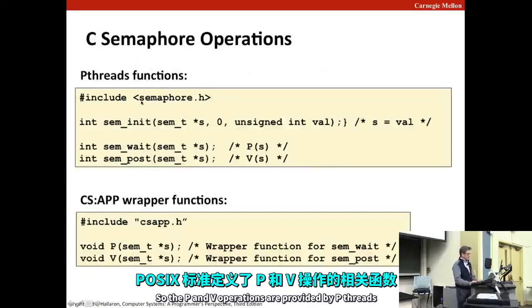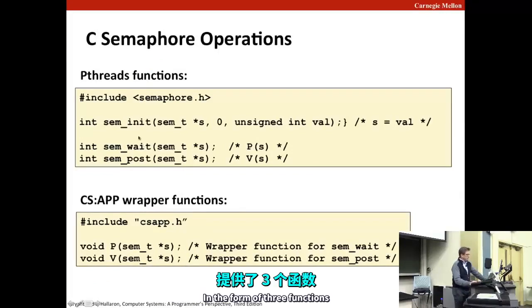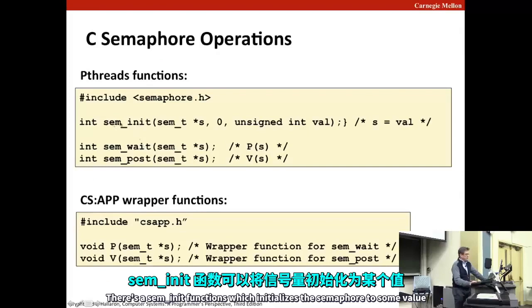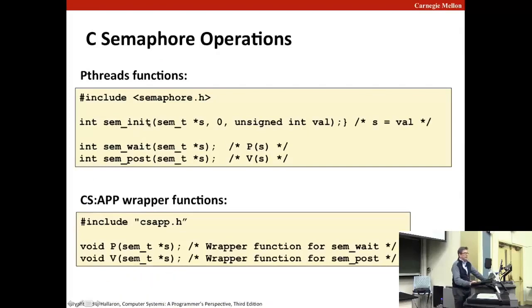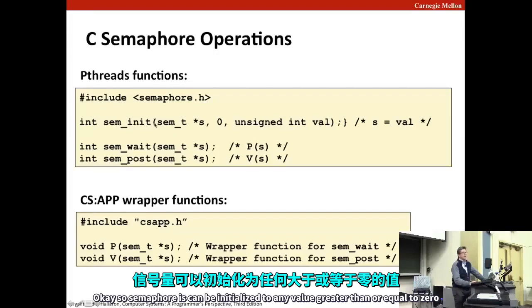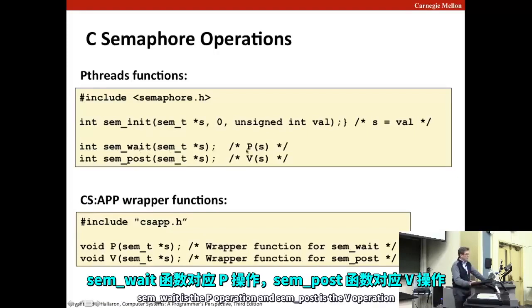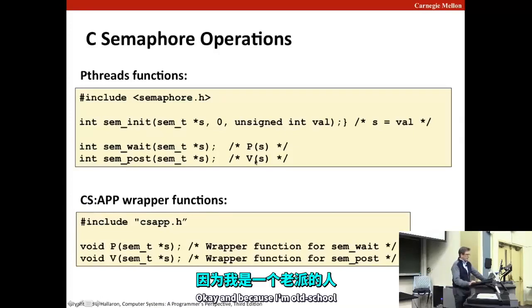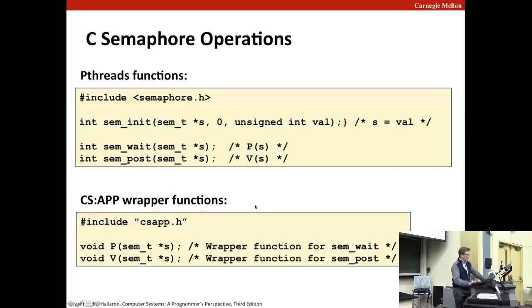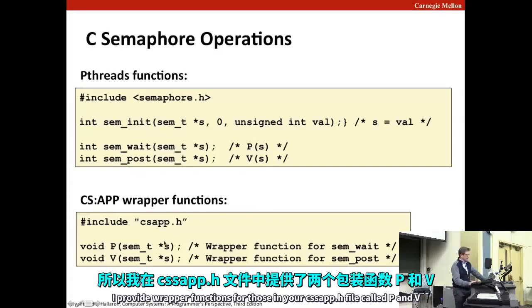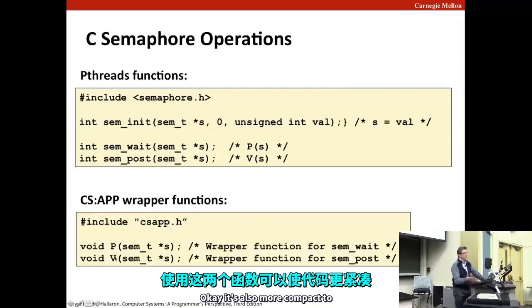So the P and V operations are provided by Pthreads in the form of 3 functions. There's a sem_init function, which initializes the semaphore to some value. Semaphores can be initialized to any value greater than or equal to 0. sem_wait is the P operation, and sem_post is the V operation. And because I'm old school, I provide wrapper functions for those in your csapp.h file called P and V. It's also more compact too.